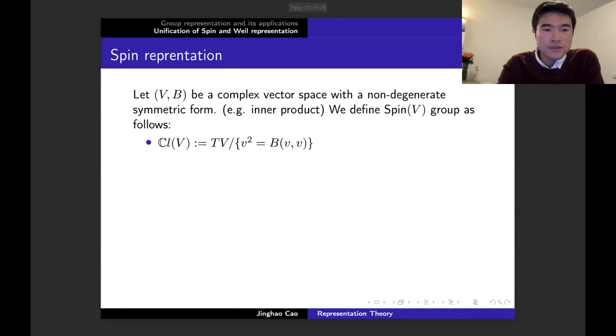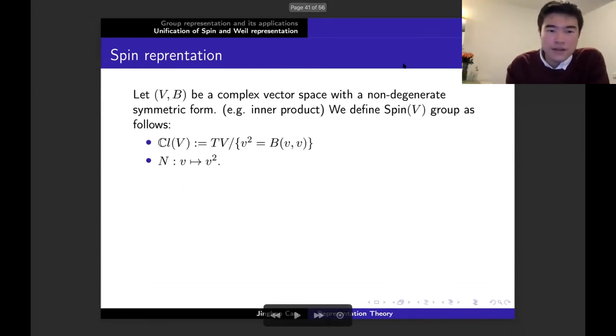First of all, we would like to take a look at the spin representation. What do we do with spin representation? We take a complex vector space V together with a non-degenerate symmetric form B. For example, we can just take the inner product, but there are more non-degenerate symmetric forms, because inner products are positive definite, and we just leave out the positive definite part.